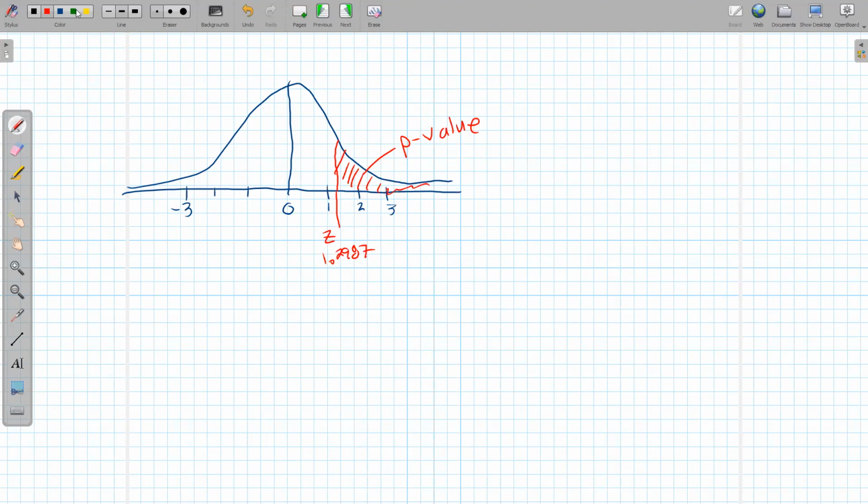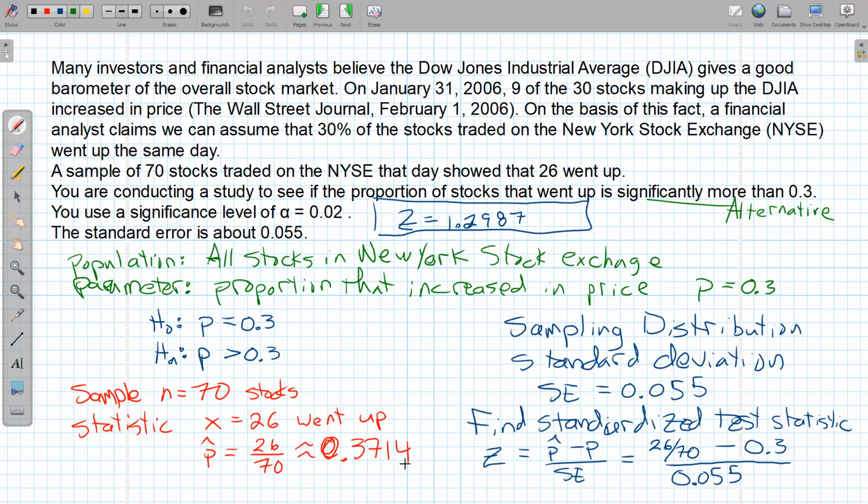Now, a couple of things I'm going to add to this first. Having a z of 0, that's like the null hypothesis, P equals 0.3. This z-score right there was calculated assuming that was the middle and the spread, the standard error, was 0.055. That puts my sample statistic p hat over here, and that was 0.3741, about 26 out of 70. So now I can see about how far away they are from each other.